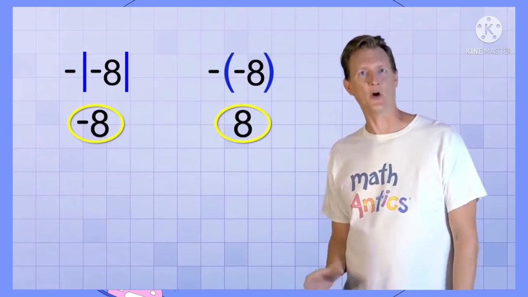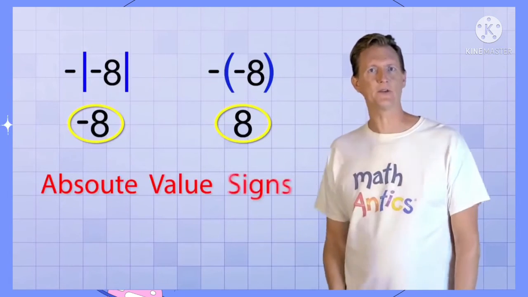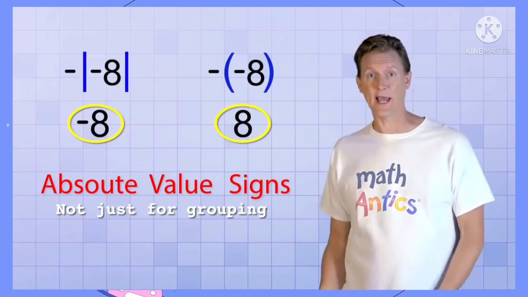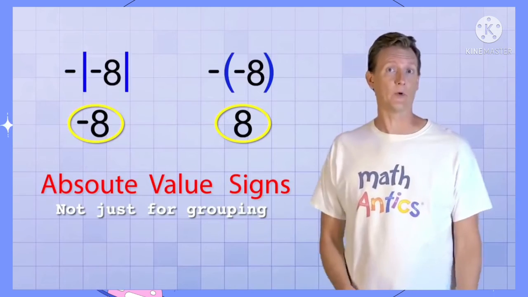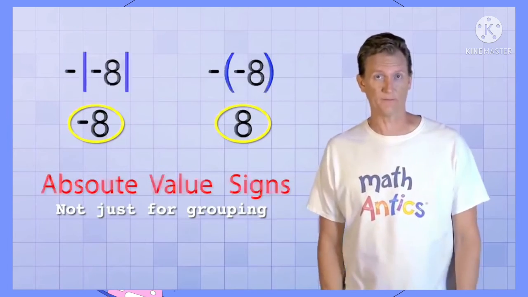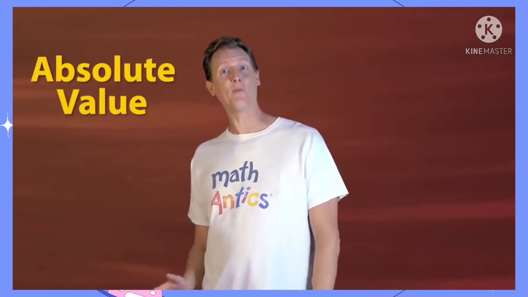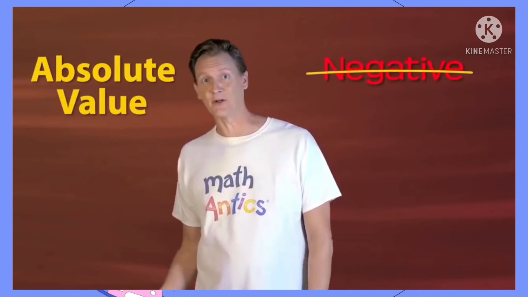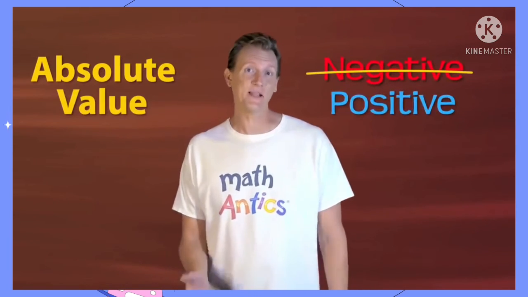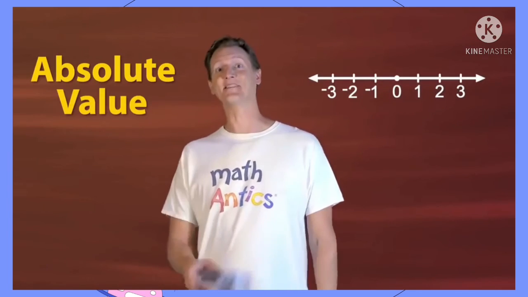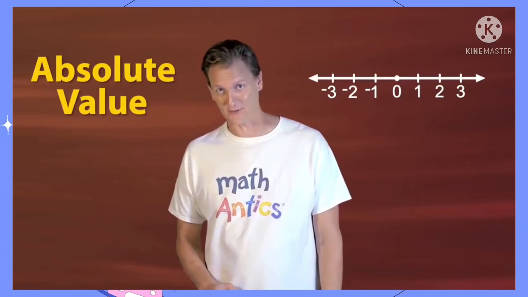The key is to always remember that absolute value signs are not just there to group things. They're also asking you to find the absolute value of whatever number or expression is inside the group. All right, as you can see, absolute value is a lot more than just a way to turn negative numbers into positive ones, although that's basically what it does when you're just dealing with numbers on the number line. But it has lots of other applications in math too.